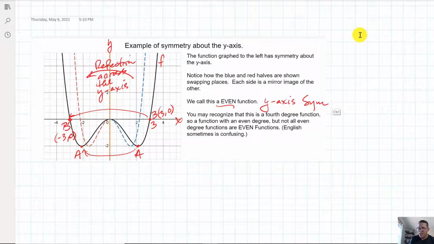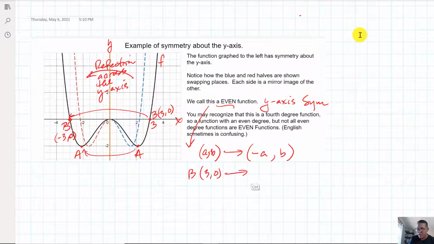Y-axis symmetry, algebraically speaking: any point (a, b) that gets reflected across the y-axis becomes (-a, b). So at this point here, B at (3, 0) gets reflected to B prime at the opposite of a, which is the opposite of 3, negative 3. The opposite of 0 is 0.